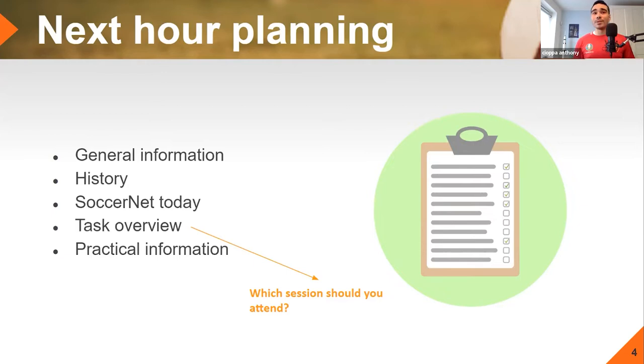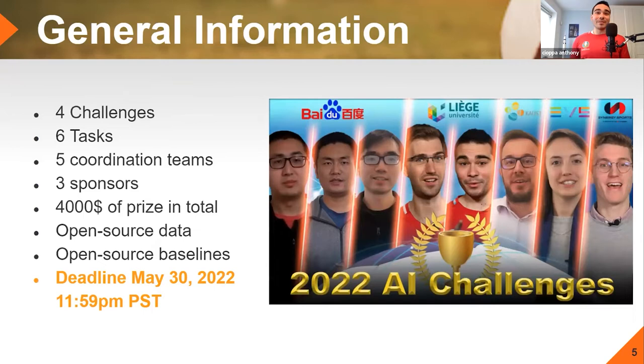So let's first dive into the important information regarding the challenges this year. First, if you're not already aware of it, but I doubt it, we propose four different challenges that are split into six tasks and coordinated by five teams that are scattered all around the world. The SoccerNet Challenges are really a great opportunity for you to discover our dataset and tasks while benchmarking your solution with others. And this year, we found three sponsors instead of one. So we have SportRadar, EVS Broadcast Equipment, and Baidu Research that propose a total prize of $4,000, which is great. So thank you very much to them for backing this project, and you will get a chance to hear from them in the next sessions.